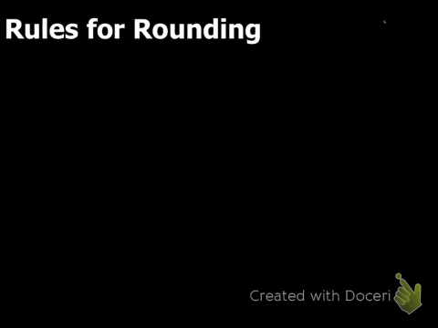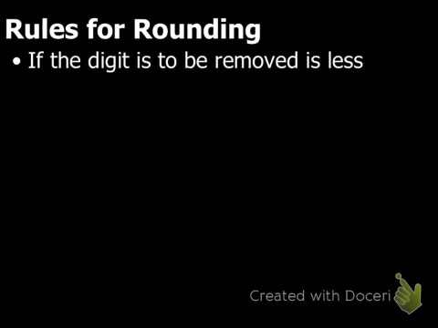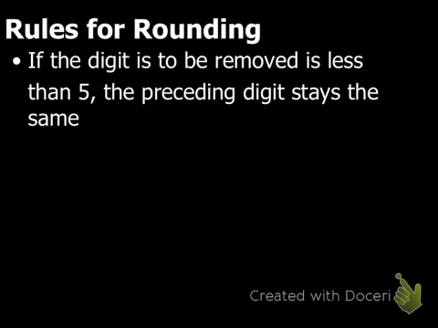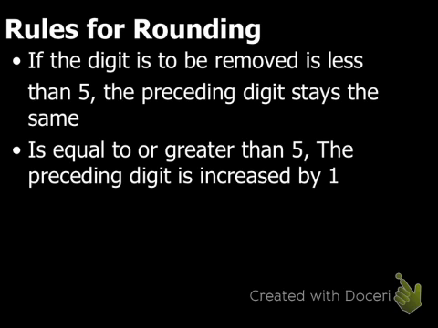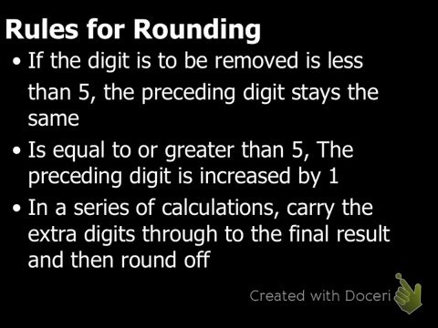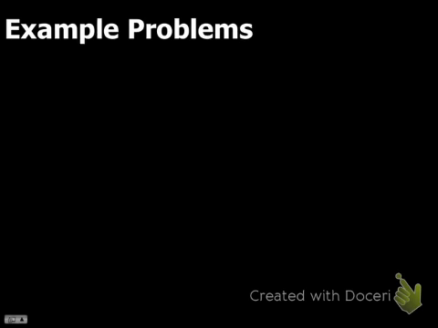Now when you have to round to a certain number of sig figs, we're basically going to follow our same rules that we use in math. So for example, if the digit removed is less than 5, then the number stays the same. If it's greater than or equal to 5, the number is increased by 1. And then if you have a series of calculations, you always leave extra digits till the very end, and then you round once you've finished all your series of calculations. So again, you probably don't need to write these down. These are the same rules you use in your math class.